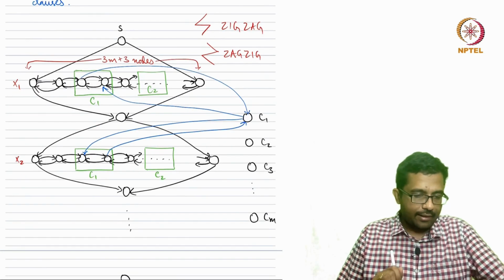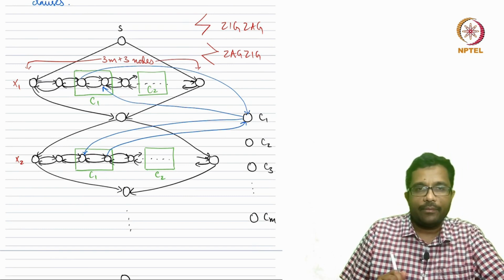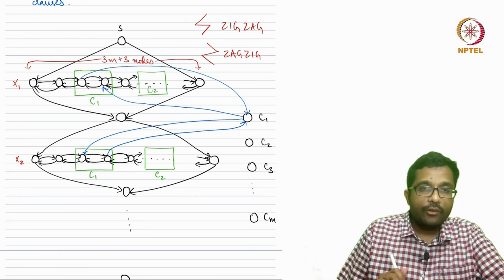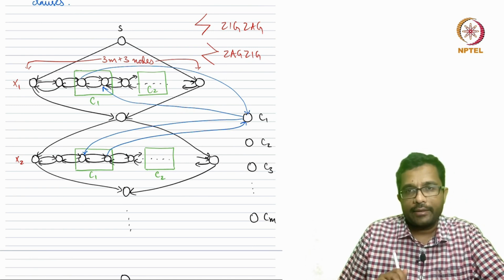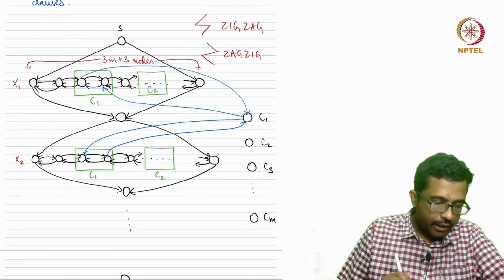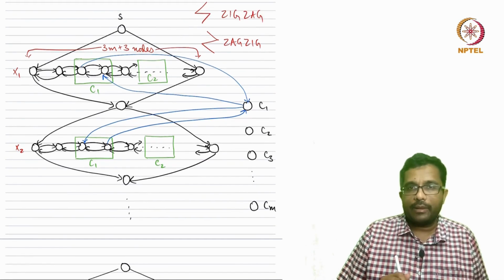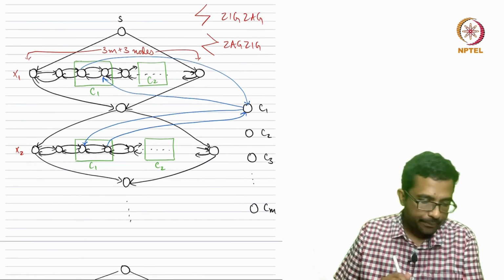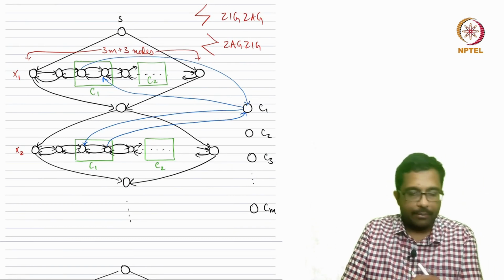Suppose the formula is satisfiable, which means that you can set variables to true or false such that every clause has a true literal, right? Now we have to show that the graph has a Hamiltonian path. So how do we get the Hamiltonian path?